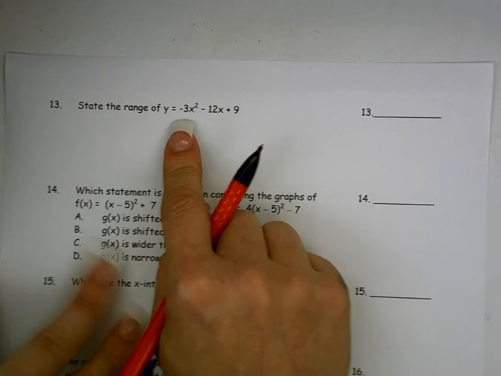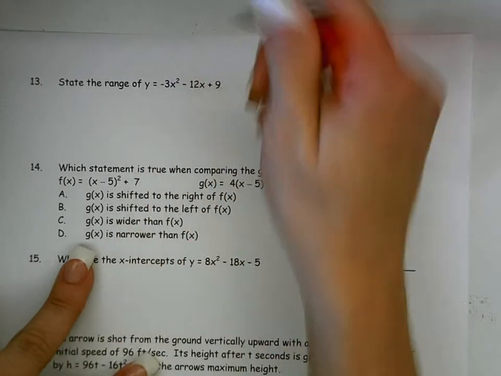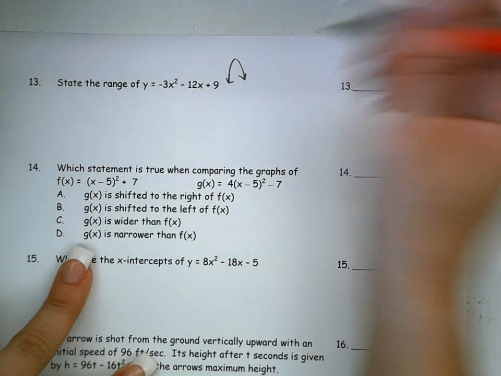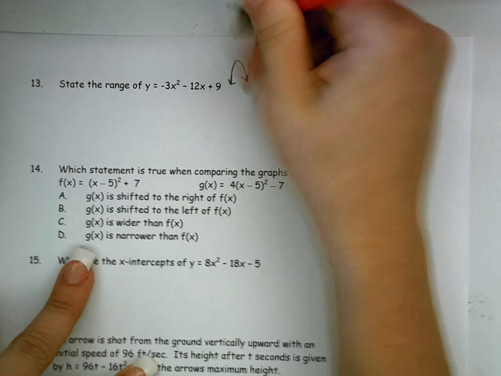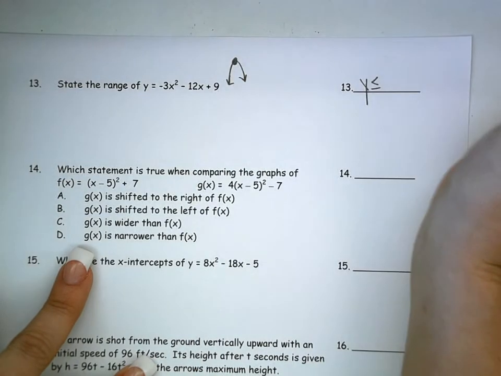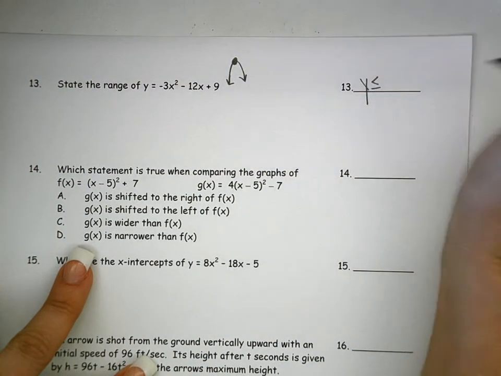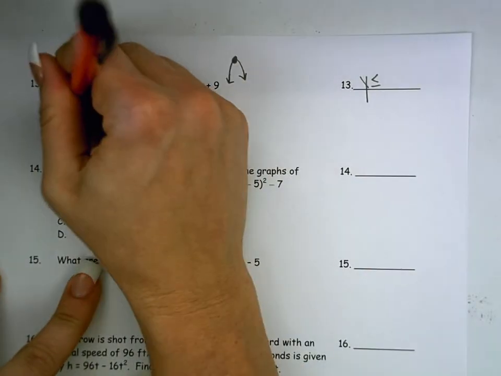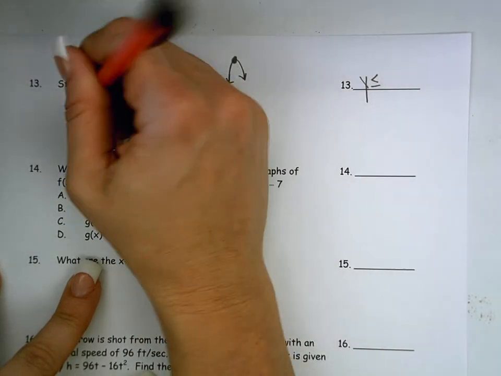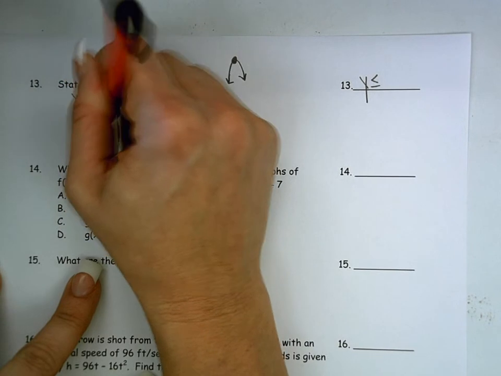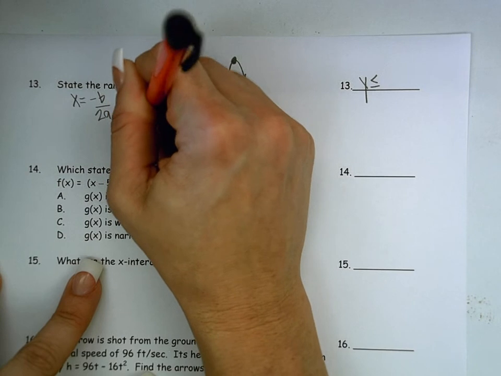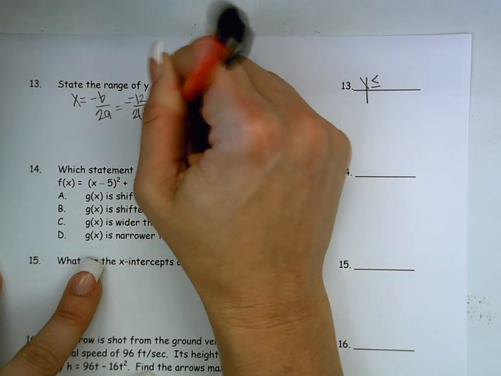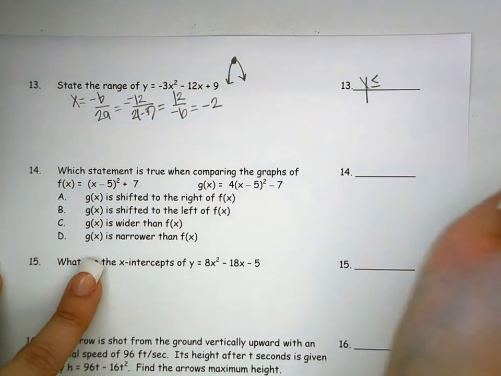Next one, for stating the range. Range is, again, talking about the y value. This one opens down. So automatically, you know that our range is going to be y less than or equal to. And all we have to do is basically find the vertex of the parabola and take the y portion of the vertex and then plug it in. So first you have to find the x portion. You get x by finding x equals negative b over 2a. So that would be negative 12 over 2 times negative 3. So positive 12 over negative 6 gives you an x value of negative 2.